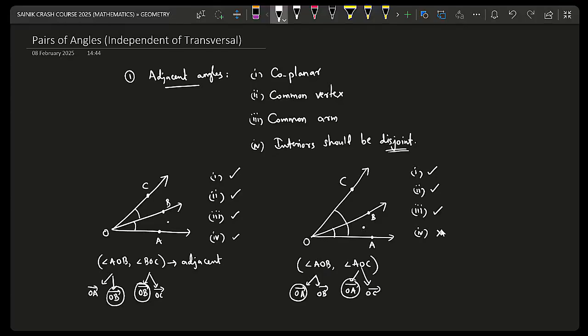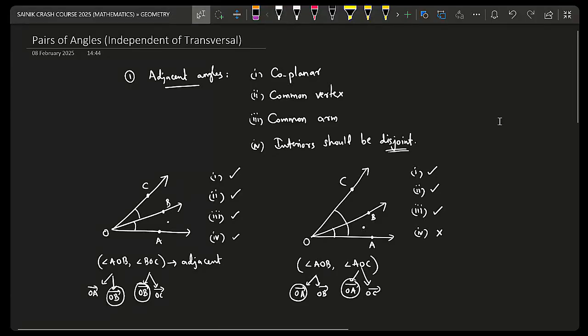Any doubts in this definition of adjacent angles, you can ask. Then we will move to the next pair. So doubts in this topic, you can raise a hand. I am lowering all the previous hands. Only doubts, you raise the hand now. Okay. Now raise the hands for doubts. Then what is your doubt?